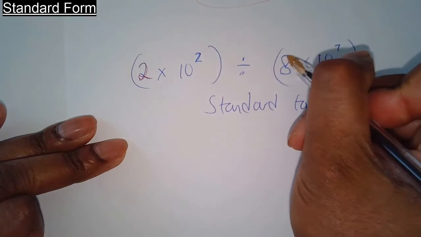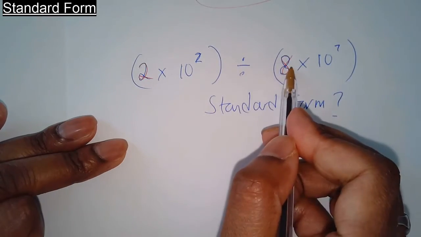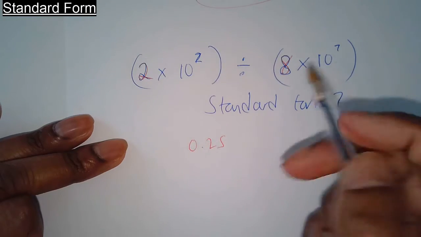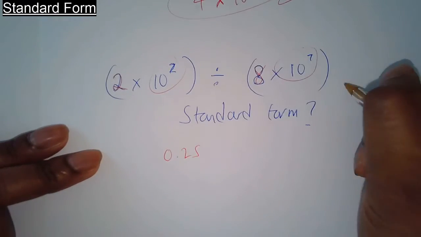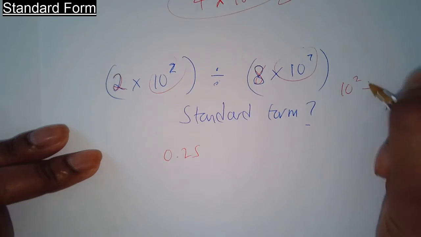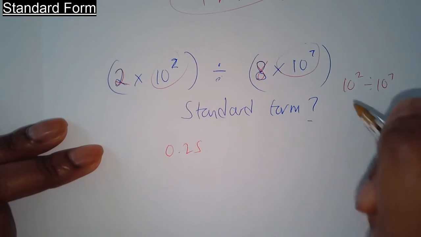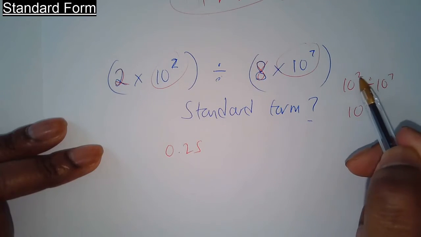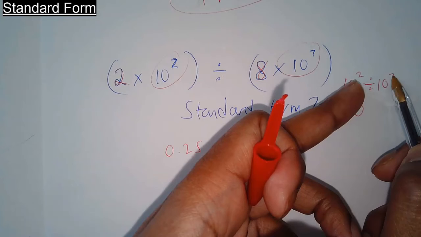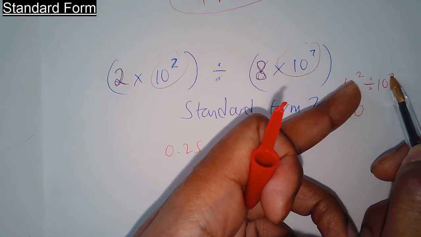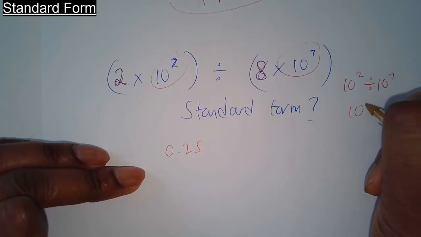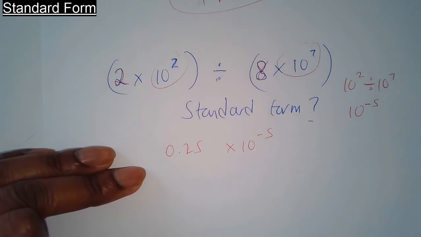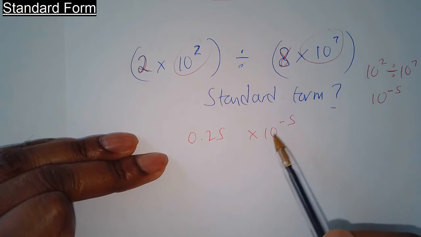Right, 2 divided by 8 is 0.25. Now this bit, 10 to the power of 2 divided by 10 to the power of 7. The base is the same, we're dividing, so we need to subtract from this side. 2 take away 7. The answer is not 5. 2 take away 7 on the number line would give you minus 5. So that's times 10 to the power of minus 5. Right, that's perfectly okay. That bit's okay.